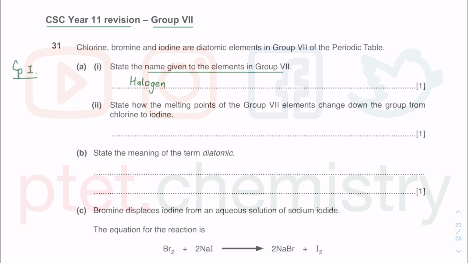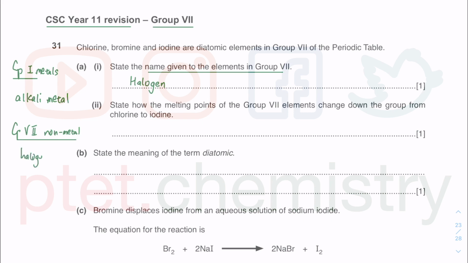Just to recap, group 1 metals have a specific name. They are called the alkali metals because they dissolve in water. They react with water to give you a metal hydroxide, which is alkaline, which is pH greater than 7 in solution. Alright, so group 7 are non-metals. They are specifically called halogens.